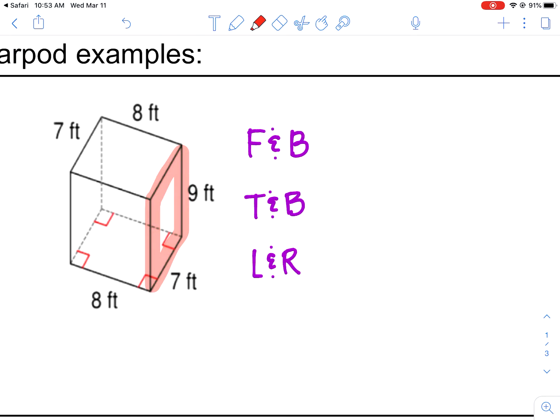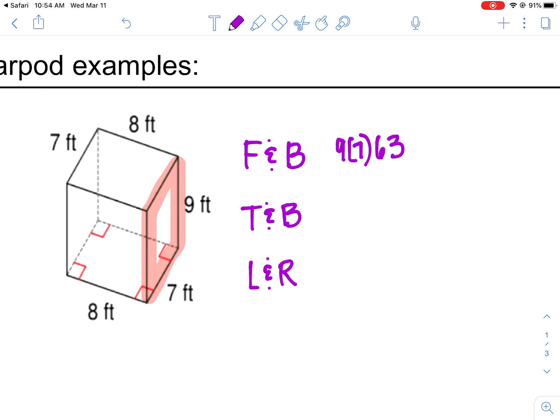Remember, the front and the back are the same shape, so I can see that its measurements are 9 times 7. I'm finding area, so I'm doing base times height, so 9 times 7 is 63. And since there are two of them, I know that the total surface area for those two sides is 126.